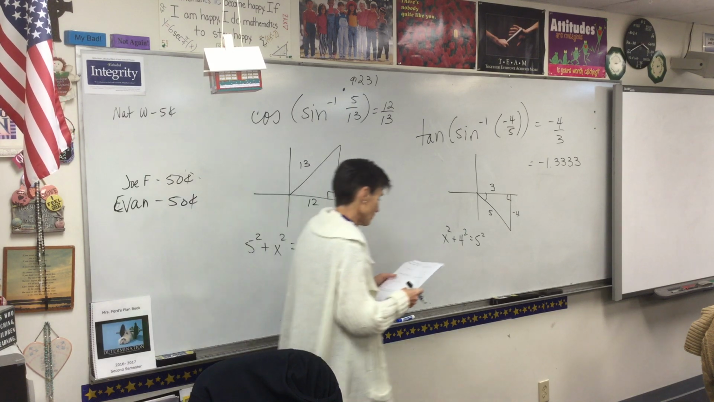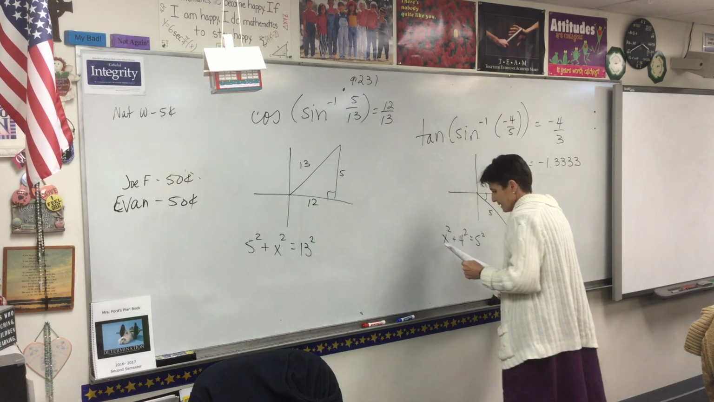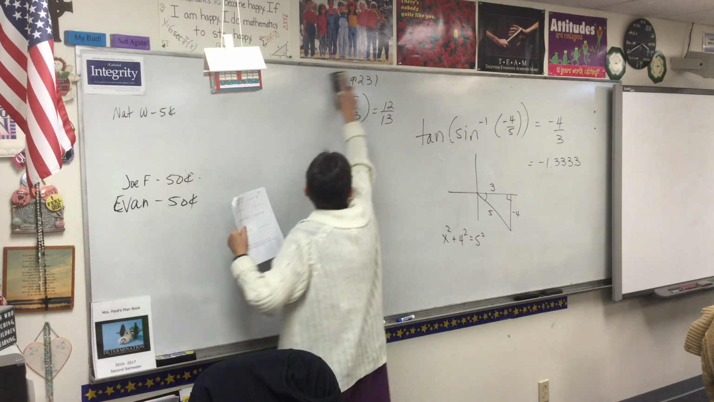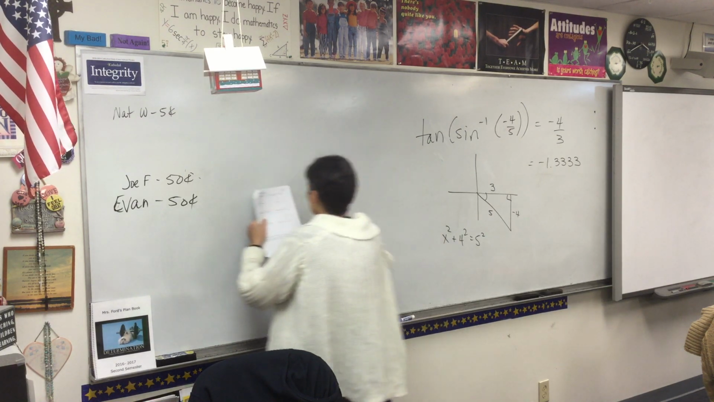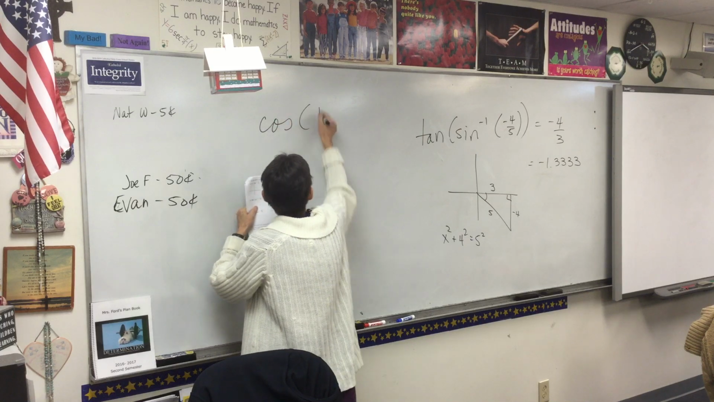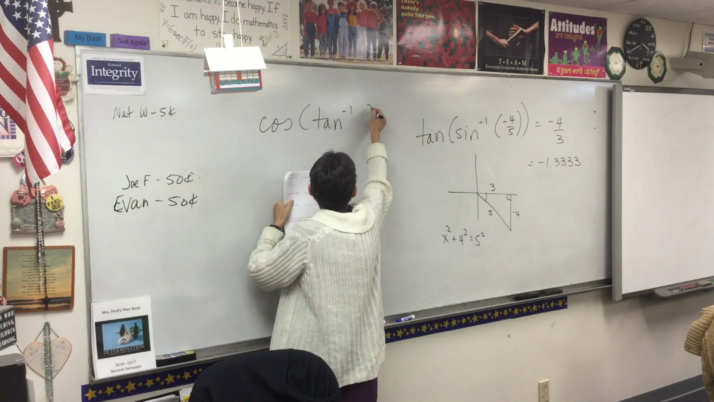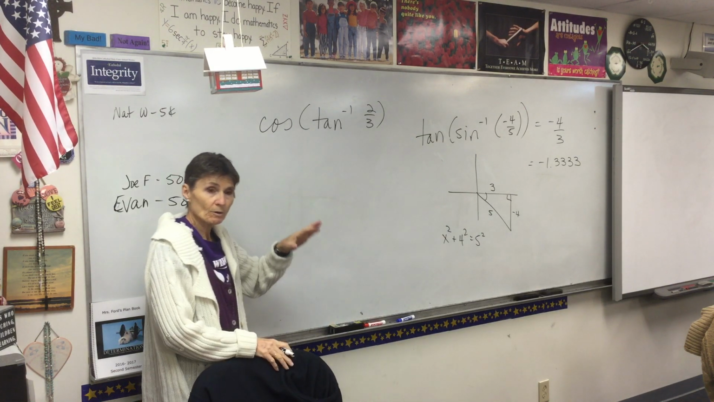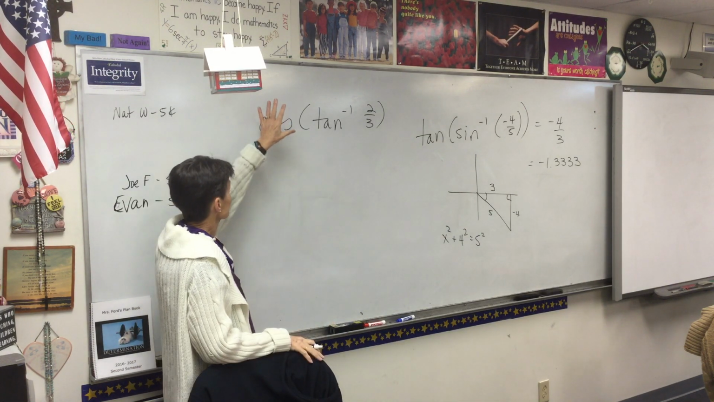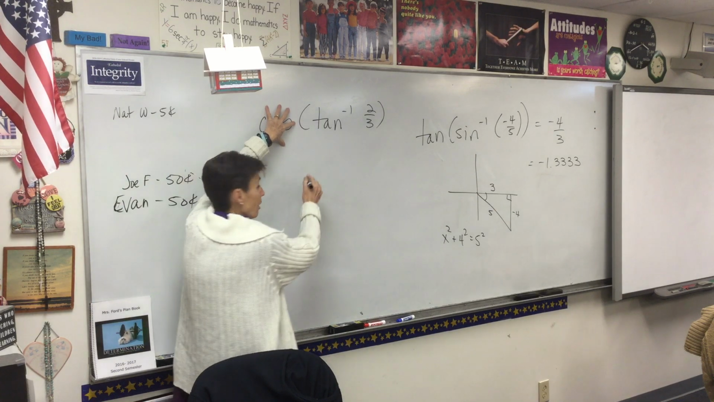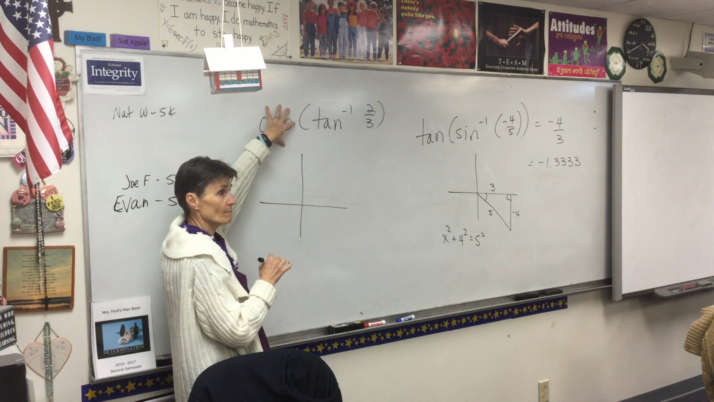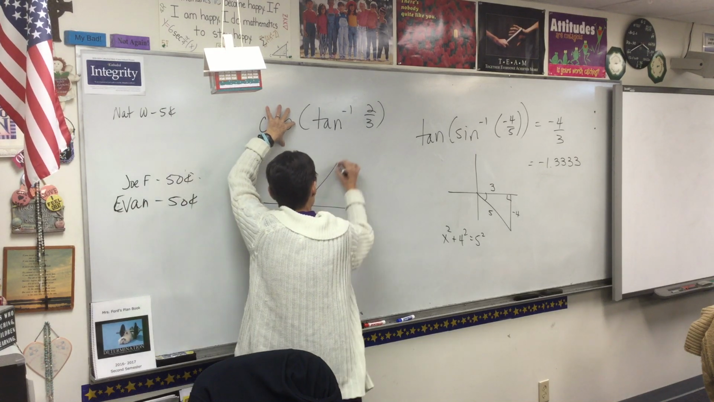All right, now we've got one that's going to have a radical in it. Let's see how this works. No different, actually. Just your answer's a little bit uglier. We're going to find the cosine of the angle whose tangent is 2/3. So how do I start? What do I do first? Draw my picture. Where will I draw it? In the first quadrant.